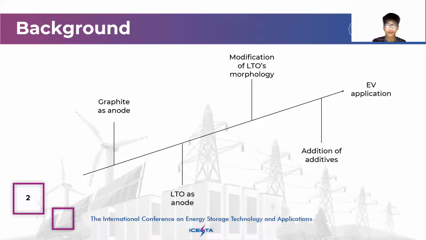The background of our research. As we have known, graphite has been extensively used as lithium-ion anode material. However, it cannot be used for electric vehicles due to its tendency to form SEI. LTO is a stable material to replace graphite, but its low capacity and conductivity need to be improved first by either doping or modifying its morphology so that LTO can finally be used for electric vehicle applications.